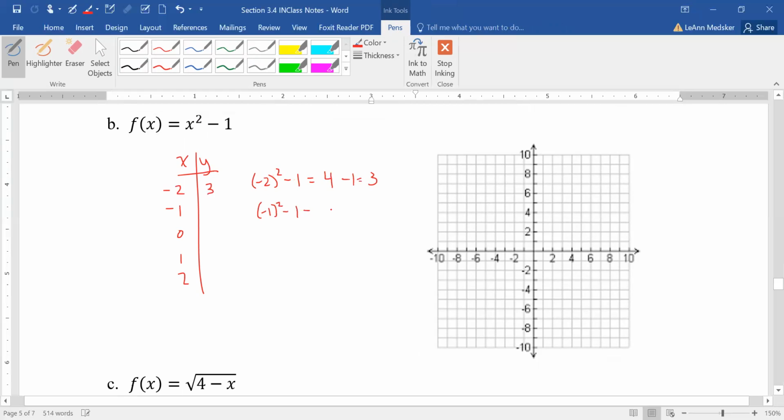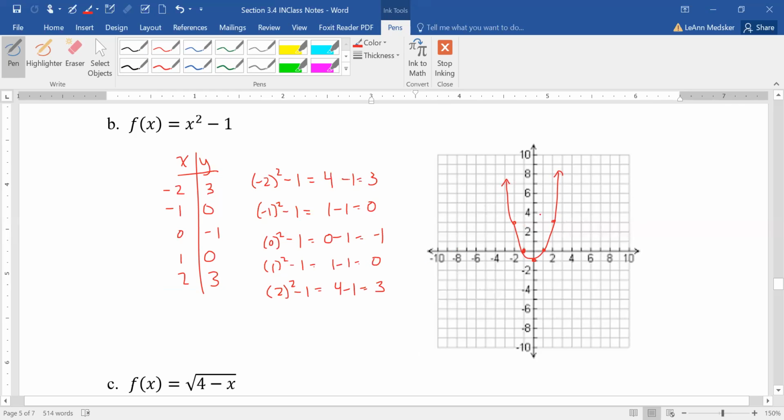-1 squared minus 1 is going to be 1 minus 1, so that's going to be 0. 0 squared minus 1 is 0 minus 1, which is -1. 1 squared minus 1 is 1 minus 1, 0. And if you've got your 5 points picked correctly, you should see some symmetry when you do a quadratic in the y values. So -2, +3, -1, 0, 0, -1, 1, 0, and 2, +3. There is the standard U shape of a parabola.